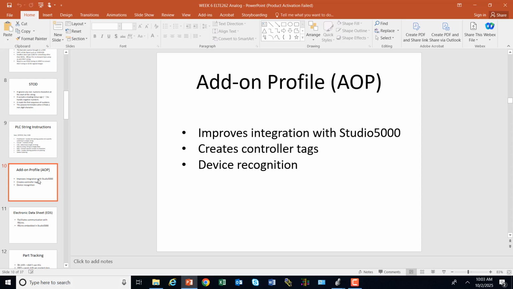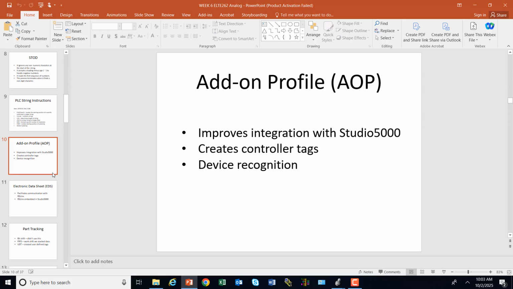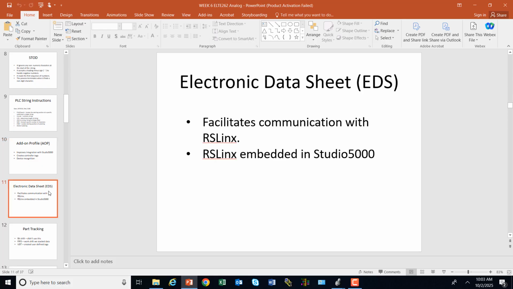Like I said, the add-on profile improved the integration with Studio 5000. It created your controller tags. That's what I was talking about. You get your controller tag, so you can use your .LEN tag. And it's just great for your device recognition. We didn't have to scan the barcode to get that to look up in Links. Our electronic data sheet, that's what we had. It facilitates communication with RSLinx, and RSLinx is embedded in Studio 5000.